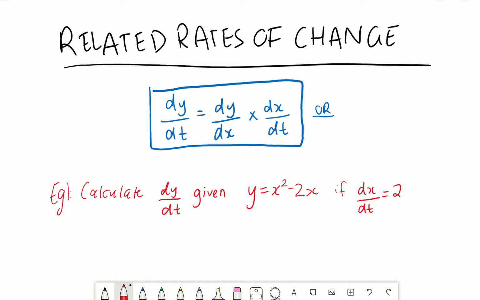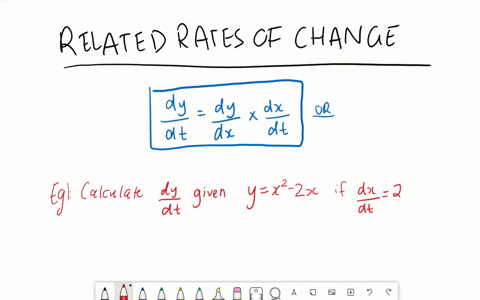And the proof to the formula is really straightforward, because if you have a look, we can see that the derivative of y with respect to t is equal to the derivative of y with respect to x times by the derivative of x with respect to t. And if you look straight away, the dx will cancel with the dx, which gives you dy on dt. So it's easy enough to see.